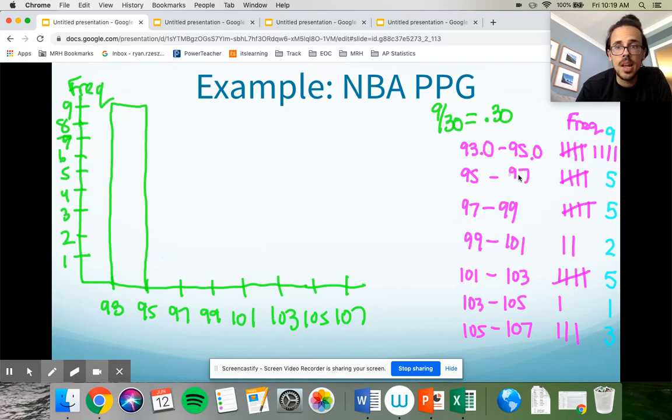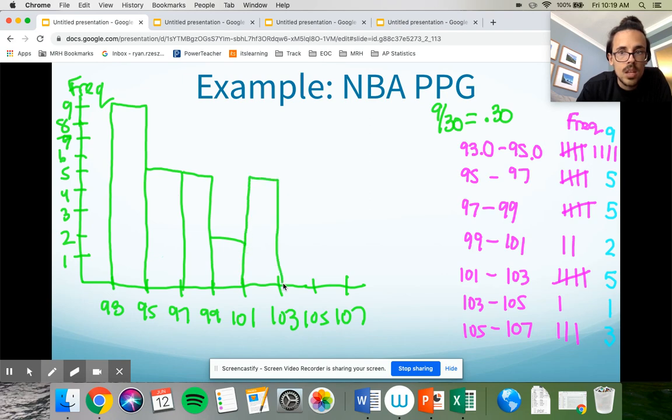The next group is 95 to 97, and 5 teams live in that range. It's a connected graph, so I just go 95 to 97. Between these two numbers, there are 5 teams who live in that range, and then I have another 5, and then I have a 2, a 5, a 1, and a 3. So my graph looks something like this.